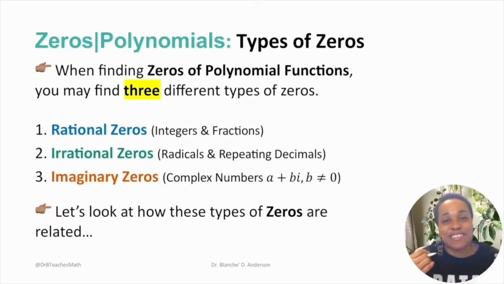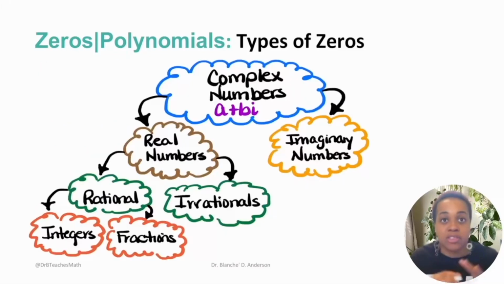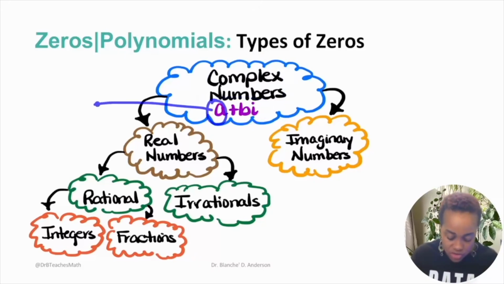And now we bring in imaginary zeros. So let me show you what I drew here. This is my numbers cloud. All of the numbers in the world start at the top here with these complex numbers. All numbers come from the complex numbers. And you see how I have this a plus bi? Well, the a represents your real part.